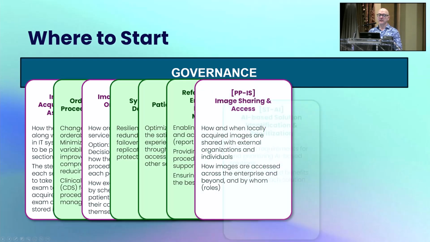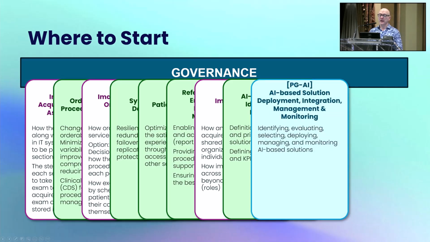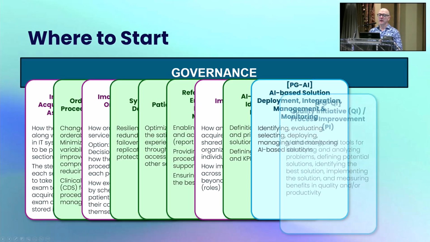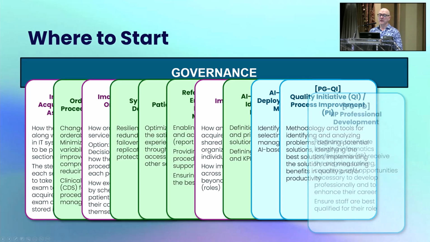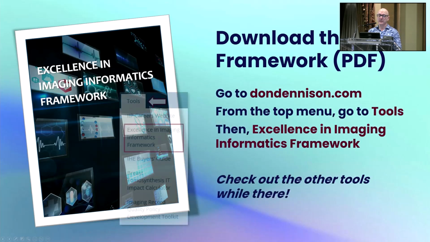Image sharing and access policy and procedure, and a strategy around AI identification and prioritization. A lot of people are keen on it, but they have no structure for how we're going to go about doing this. Also, look at the program for how you're going to actually deploy it and manage it, and the program around quality initiatives, and finally your IEP and professional development. So this is just like a pick list menu of areas I find organizations are commonly lacking against what the best practices define. And when you run into an organization that is very high performing in these areas, it's noticeable, and they have a lot of benefits there.